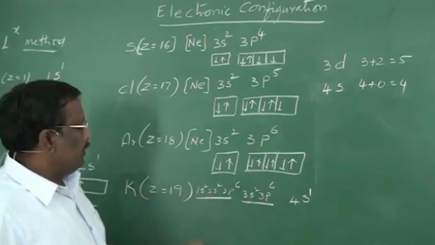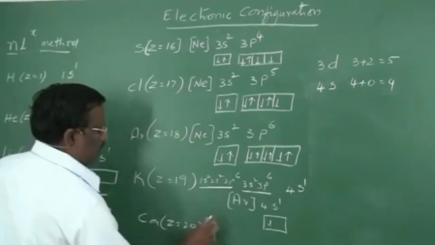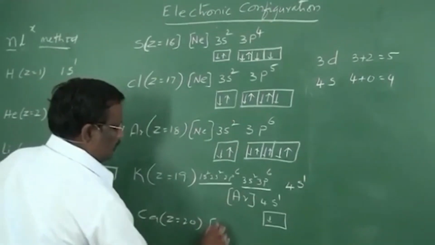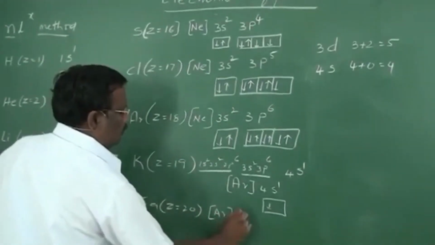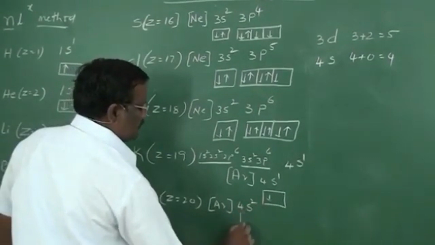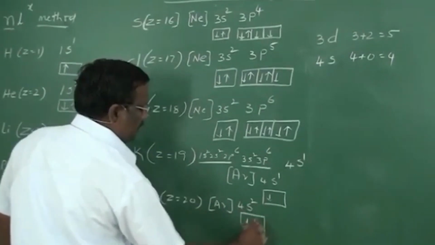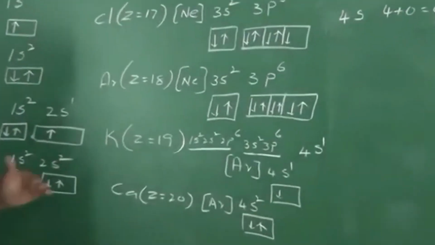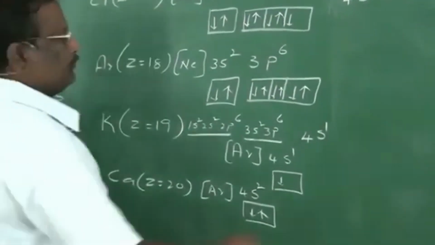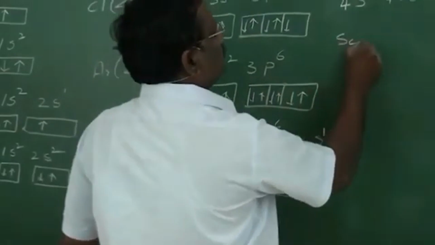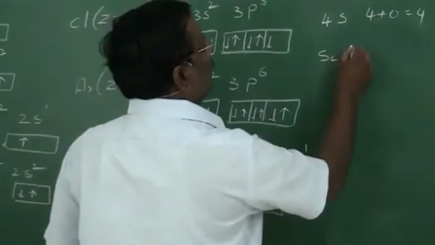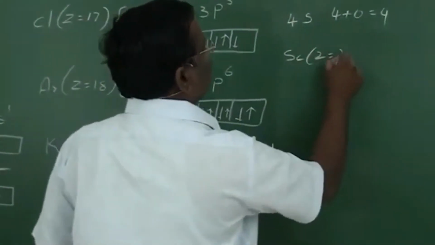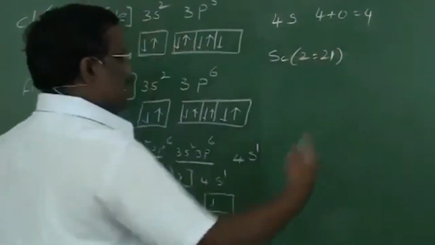Now, after potassium, we have calcium, 20. So, argon 4s2, because the 4s orbital can accommodate 2 electrons. Now, after calcium, the next element is scandium. Scandium atomic number is 21. So, where does it have to go?